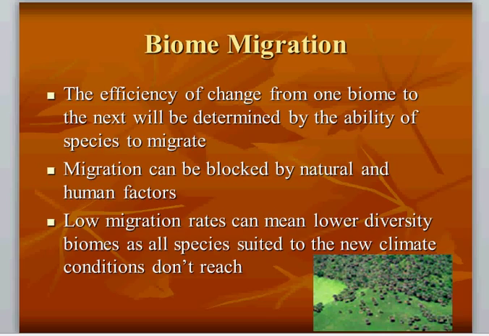So low migration rates can mean biodiversity crashes, okay, as all the species suited to the new climate don't reach that new climate. Okay? So this may cause or may exacerbate the wave of biodiversity extinctions around the world which is occurring today.